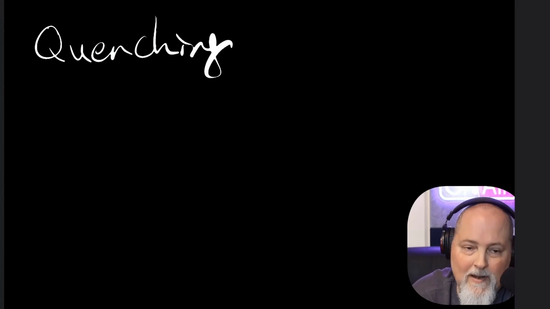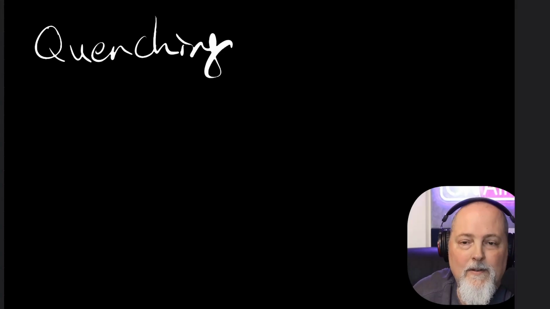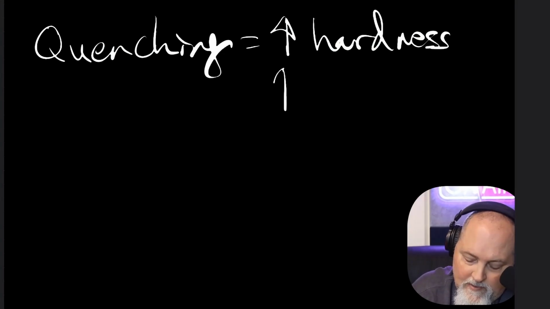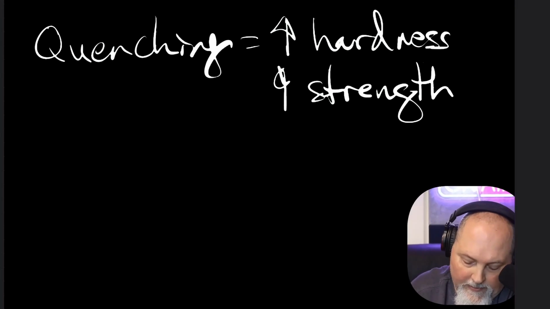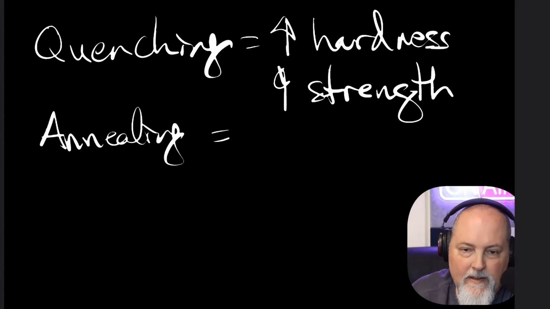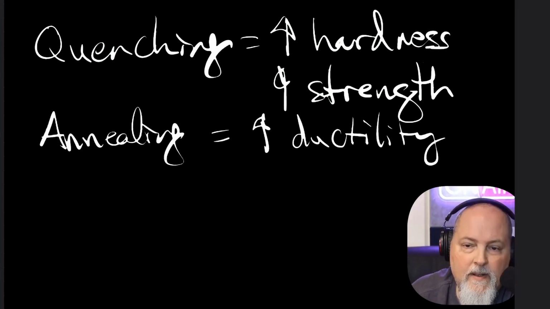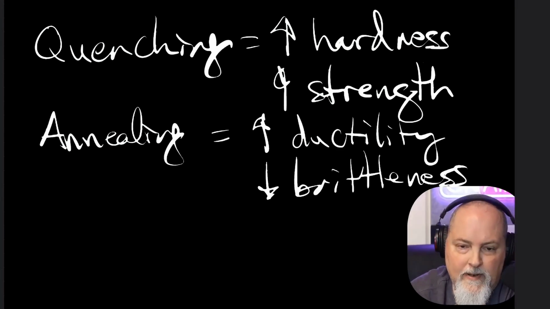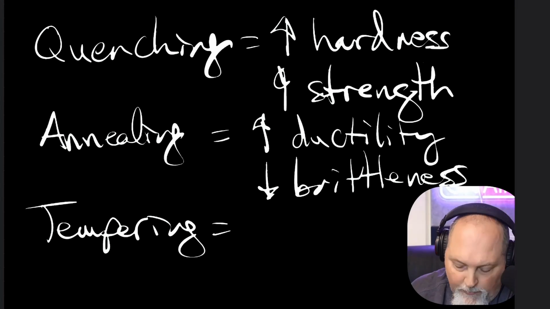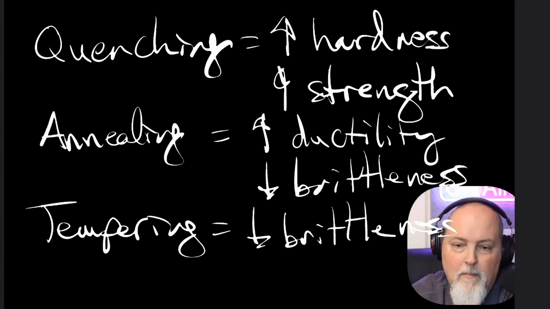Quenching, getting the metal really hot and then dumping it in a bath of room temperature oil, tends to increase hardness. Generally, when you increase hardness, you increase strength. And then we have another process called annealing. Annealing tends to increase ductility. It also reduces brittleness. And tempering a metal will reduce brittleness that's created by hardening.